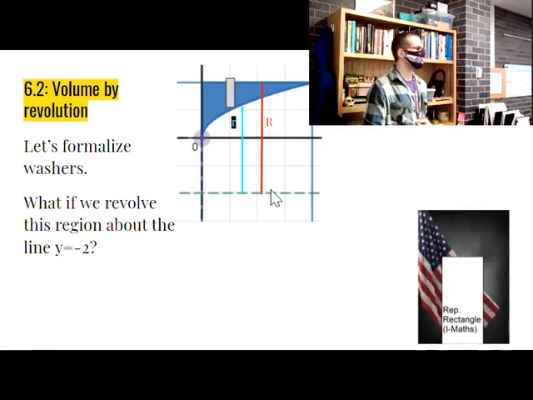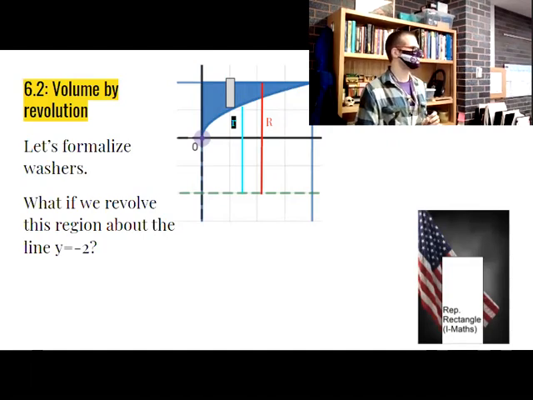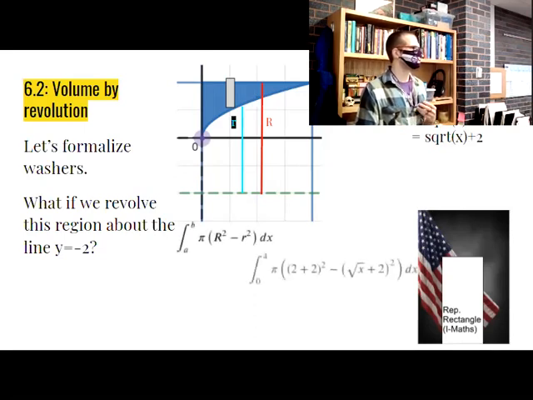Big R, the way I figured it out: this is function 2, y equals 2, and this is y equals -2. If I subtract them, that gives me the distance between them. So 2 minus -2 gives me 4. So big R is always 4. Little r is square root of x minus -2, which is square root of x plus 2. So there's an extra constant in this one.